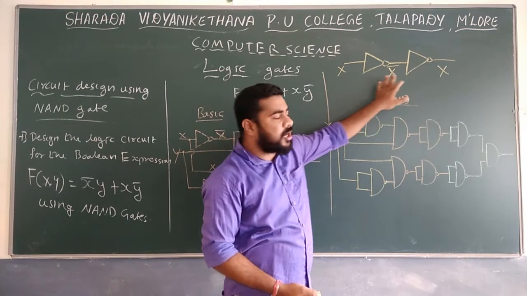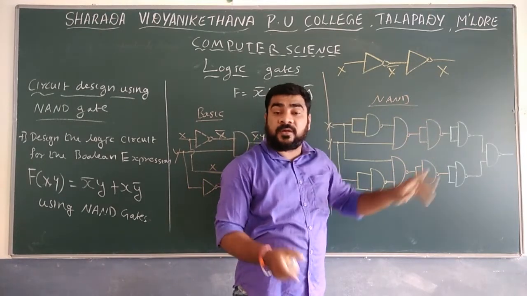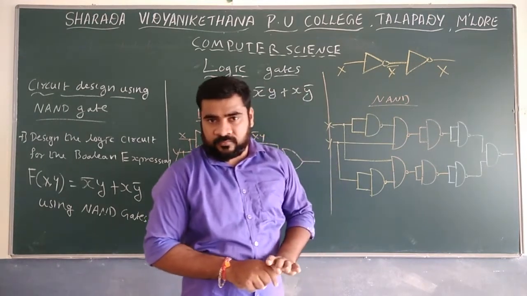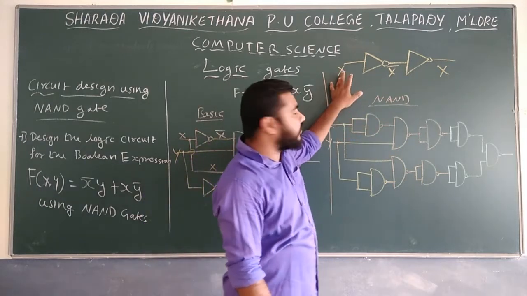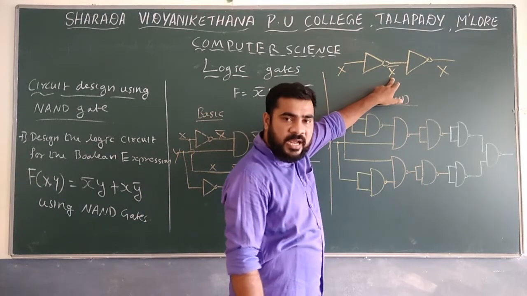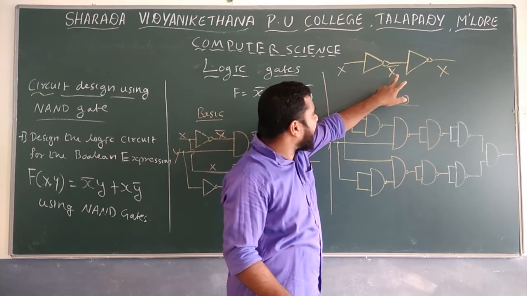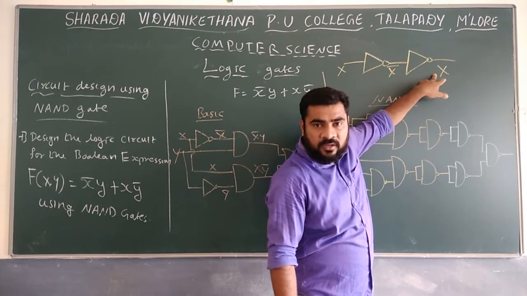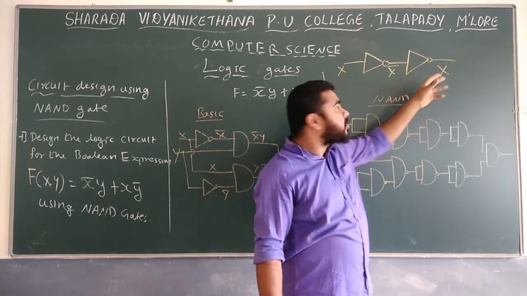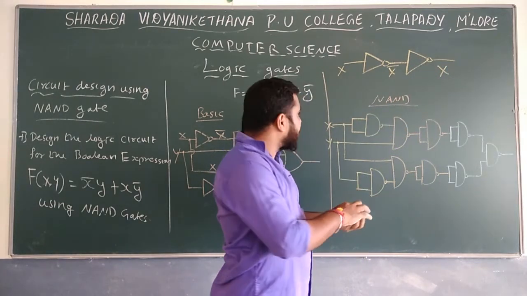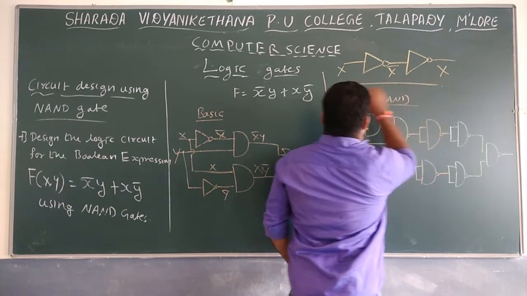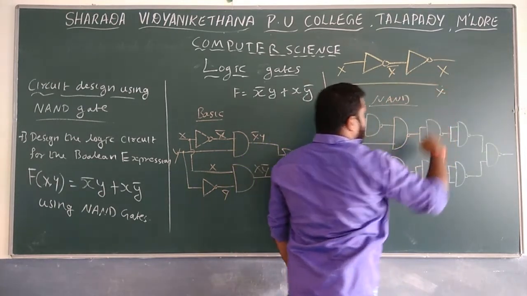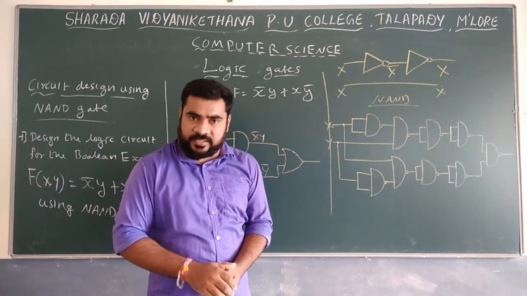Here, if you connect two NOT gates together, it is possible to delete both NOT gates. No need, because if you give the input as X, the output will be X dash, inverted. For the next gate, you give the input as X dash, so the output will be the inverse of that. What's the output of that one? X. So without using these, if you connect it like this, X is the input, and the output is X. So there is no use for those two gates.